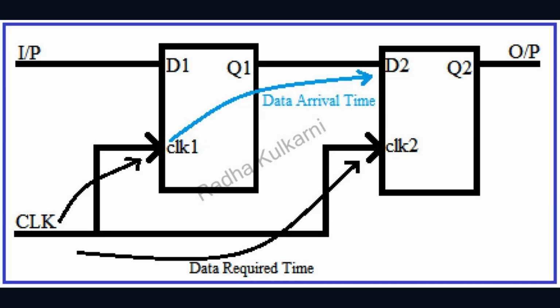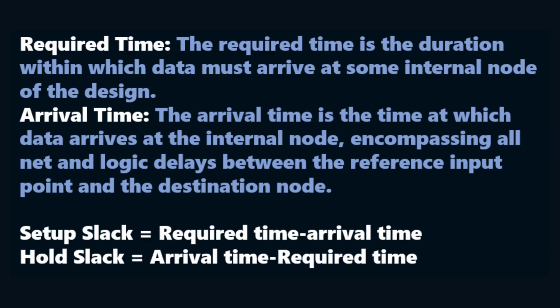Precisely. And to calculate it, you need two key pieces of information. First is the required time. This is the deadline. It's determined by the clock period itself and the specific setup or hold time requirement of the destination flip-flop, B in our case.